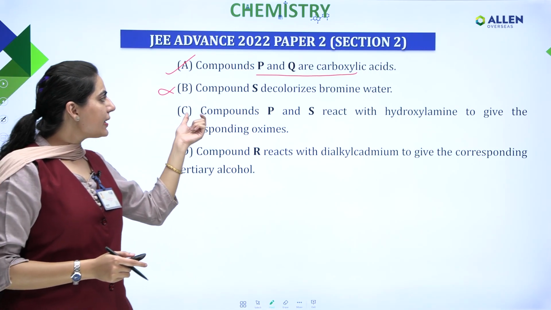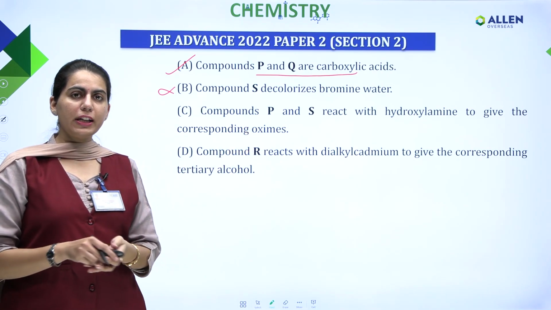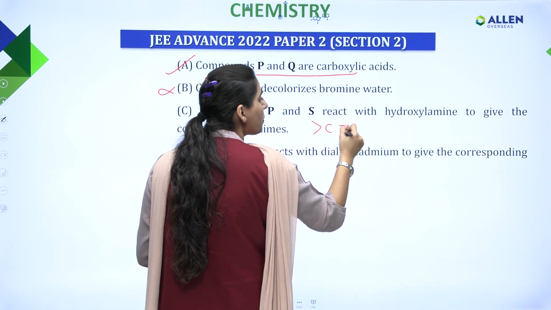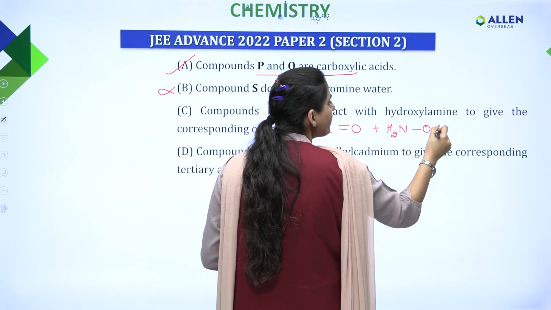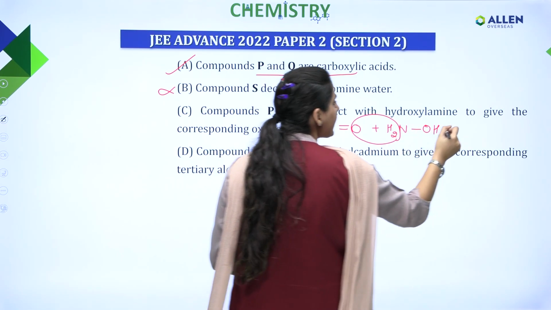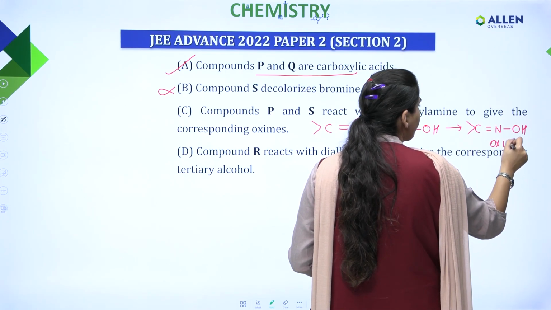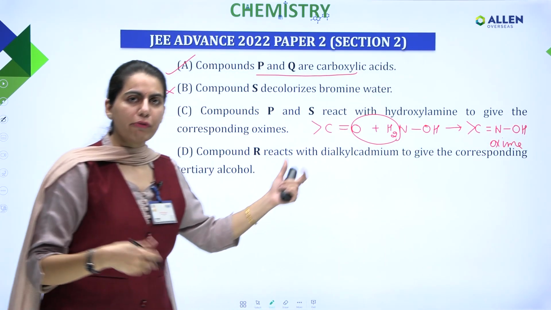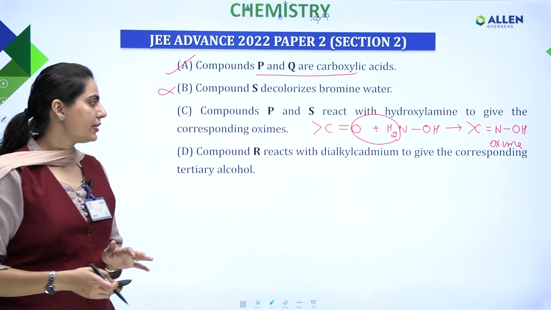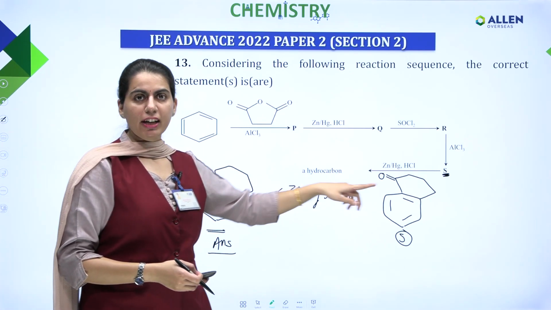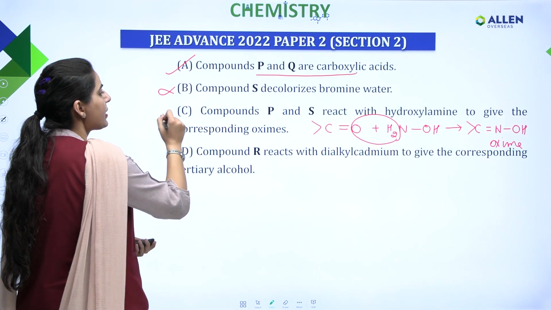Now considering option C, compounds P and S react with hydroxylamine to give corresponding oximes. So we usually know that if we have this carbonyl group and we treat it with hydroxylamine, then water removal takes place, and we get the formation of oxime. That means we need to have this kind of functional group, no? So they are saying P and S, are they having any such functional group? So let's check. S is definitely having, and if I see P, then P is also having. That means this particular option is correct.